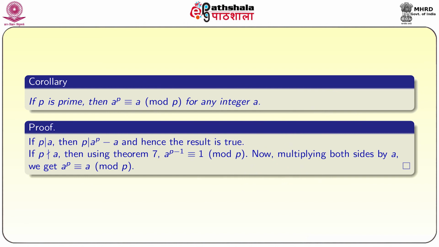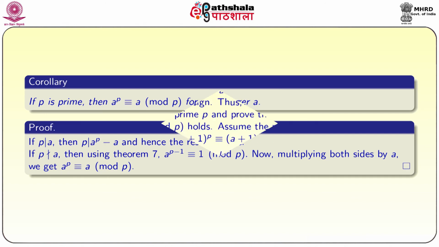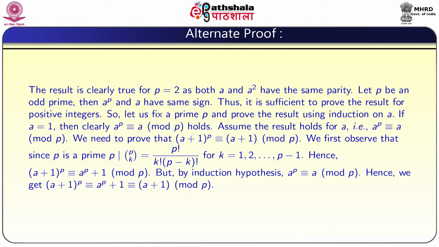If p divides a, then it is easy to see that p divides a power p minus a, hence the result is true. If p does not divide a, then using Fermat's little theorem, a power p minus 1 is congruent to 1 mod p. Now, multiplying both sides by a, we will get a power p is congruent to a mod p, hence the proof. Now, we will see an alternate proof for this one.